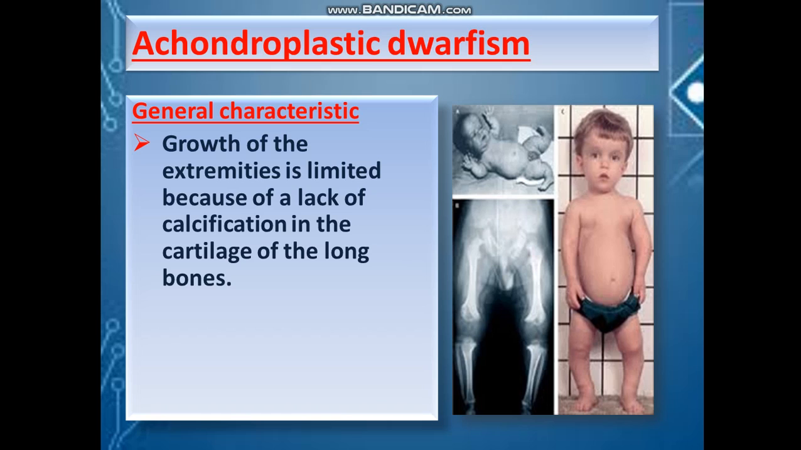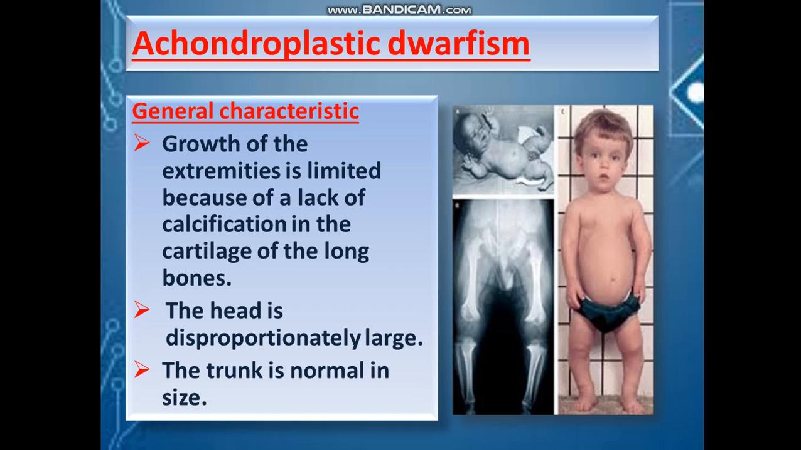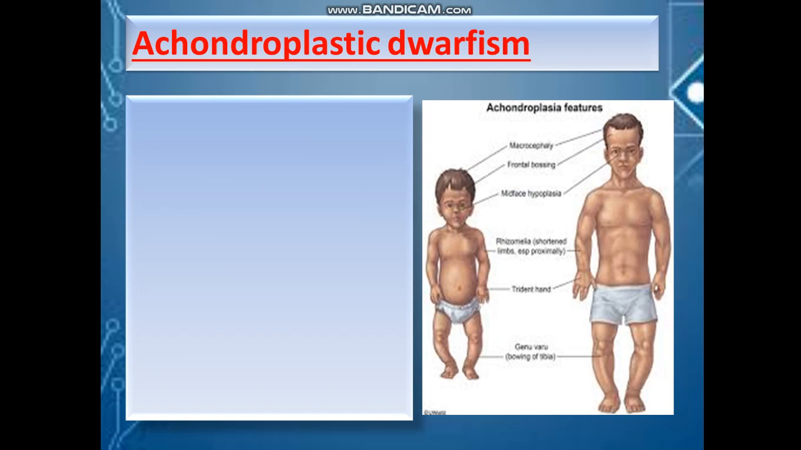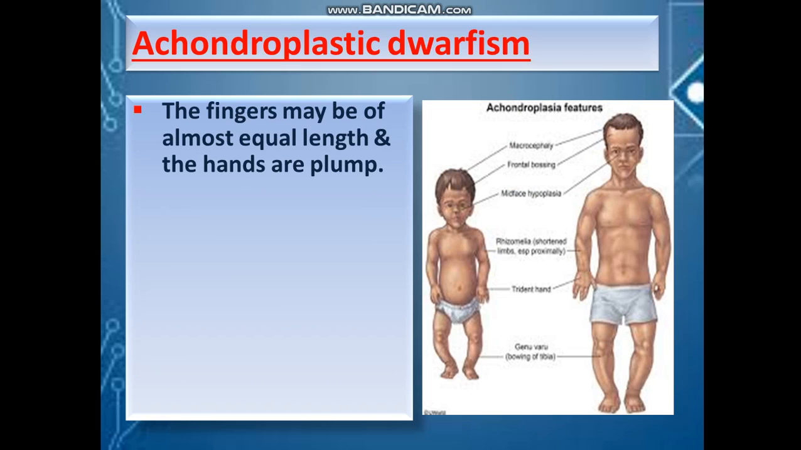The growth of the extremities is limited, because there is a lack of calcification in the cartilage of the long bones, as you can see in the long bones of the arms and the long bones of the legs. The head is large, but the trunk is normal in size. The fingers of the hand are equal in length, but the hands are plump.